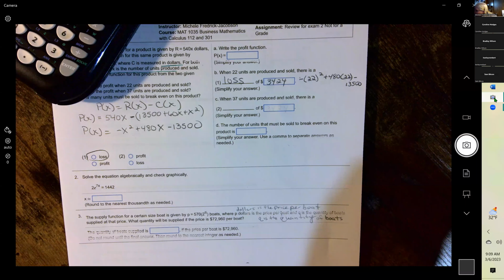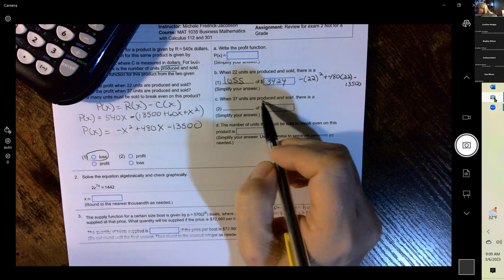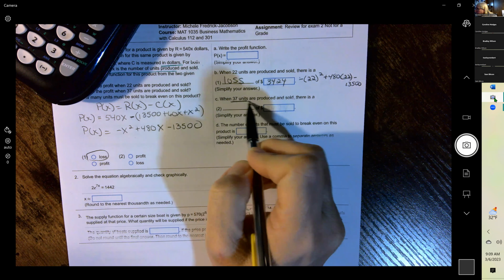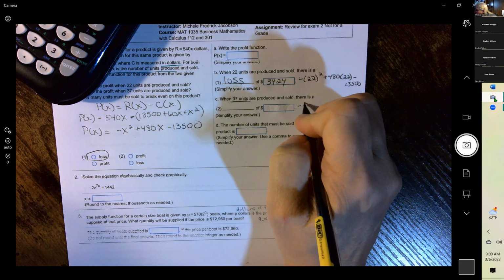Okay. The next one, when 37 units are produced and sold, again, units, that's your X value. So you just plug it in for X.